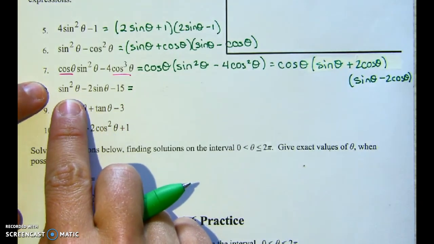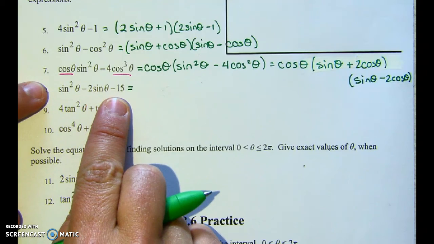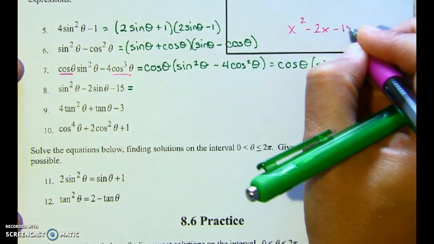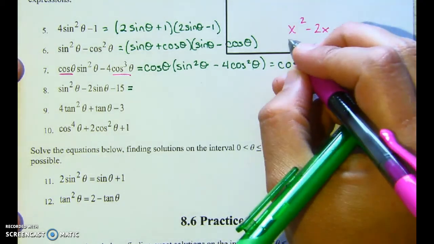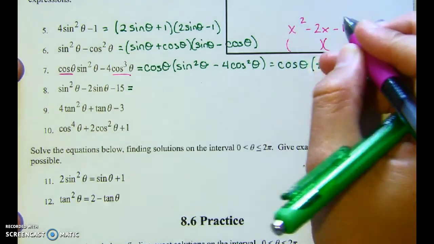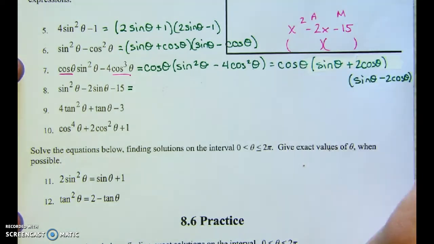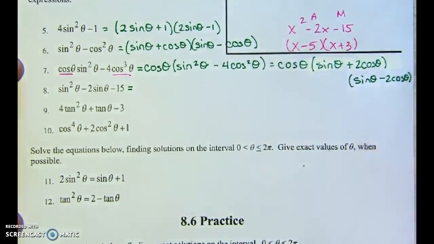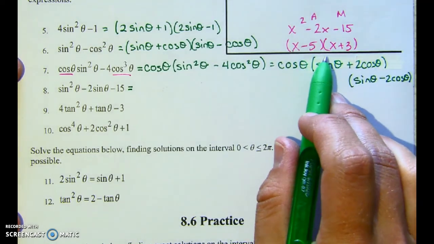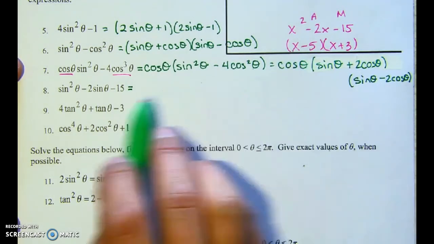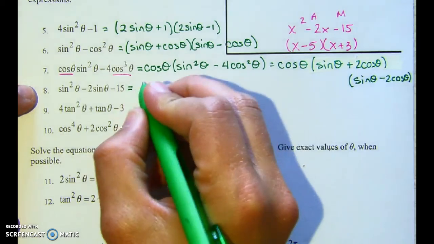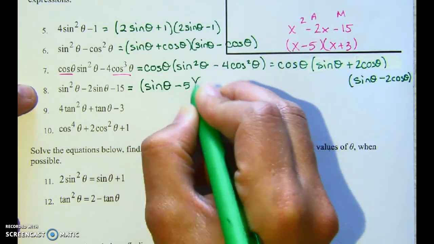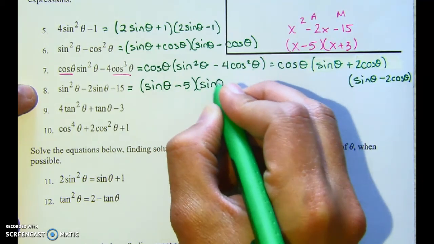Okay, now this is like x squared minus 2x minus 15. How would this factor? What multiplies to get -15, but adds to get -2? Like that, 3 and 5. So we're going to do the same thing, but instead of x, we're going to use sine. So we have sine minus 5 times sine plus 3.